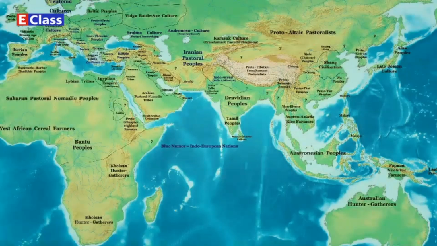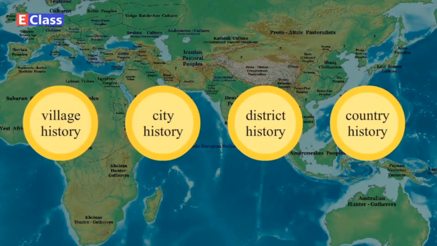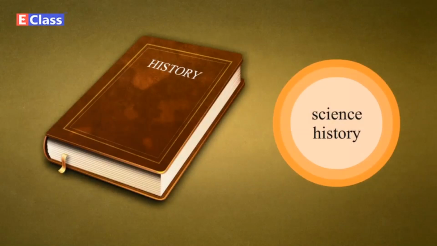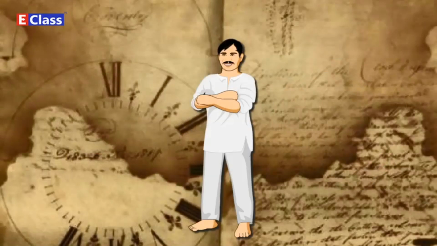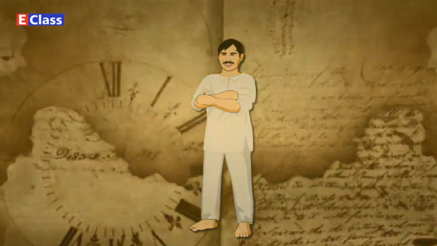Every village, city, district, state, and country has its own history. Similarly, the earth, its monuments, water bodies, the animal world, mankind, all have their own history. Every science, too, has a history. It tells us of many scientific discoveries that brought about important changes in human civilization and of the scientists who made those discoveries.